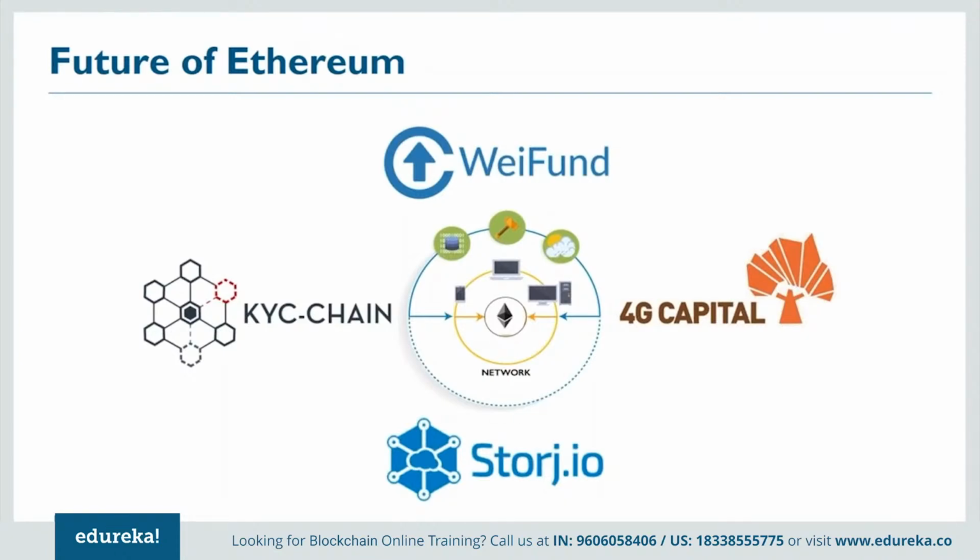Storj.io provides censorship-free, secure cloud storage by sharing data among a decentralized network of computers. And last but not the least, the KYC chain allows the users to maintain a private identity wallet that can be used to authenticate the identification in finance and commerce settings.